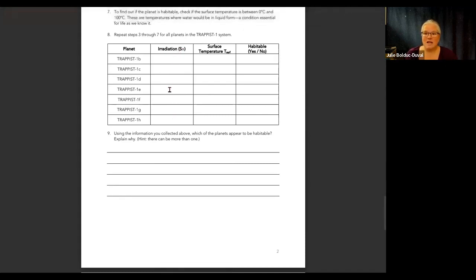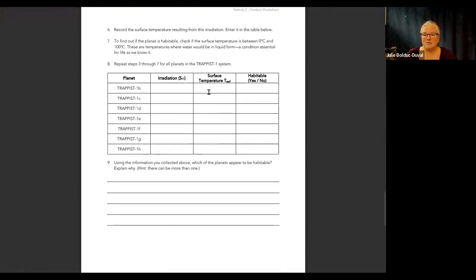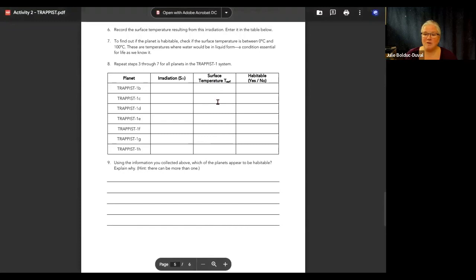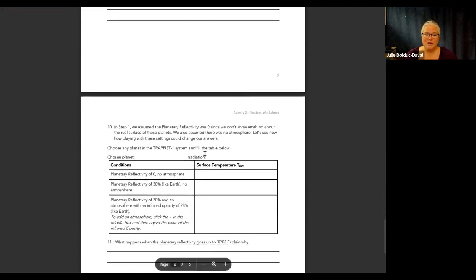This is something we can calculate because we have the type of star, we know how much energy it emits, and we have the distance to the star. And then we make some assumptions, but we try to estimate the surface temperature using the ClimateApp. And then we also bring the idea of, is it in the habitable zone? Yes or no. But we also ask them afterwards to think about the assumptions they had to make.